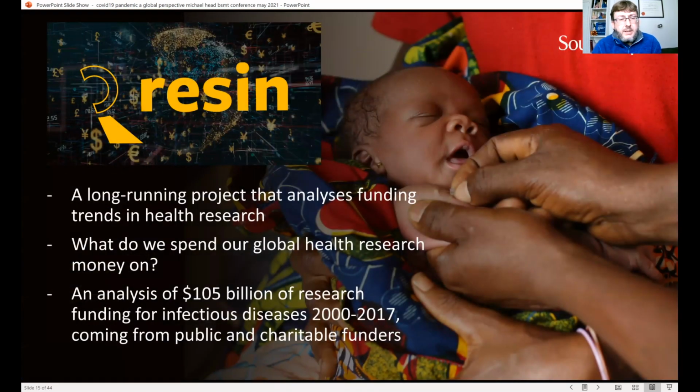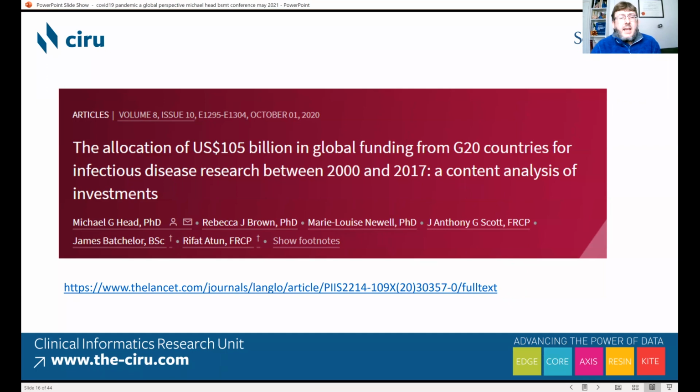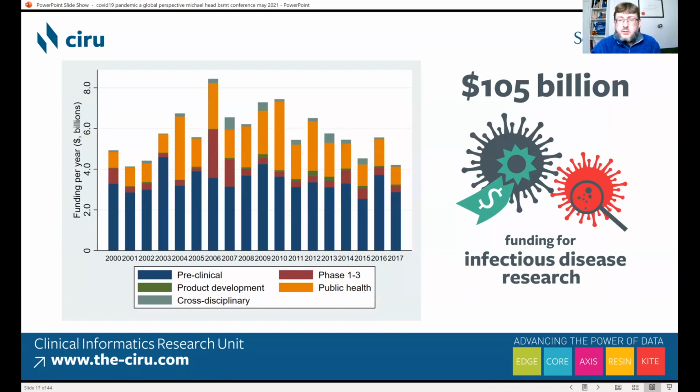My project looks at spending on infectious disease research globally around the world. Our data set covers $105 billion of research across this 18-year time period from 2000 to 2017 inclusive. This is a paper we published in The Lancet last October, October 2020, for those who are interested. This was one of the images from the paper. You can see that since 2006, funding has been declining for infectious disease research, which is probably reasonable on the whole because non-communicable diseases are on the rise and infections are coming down.